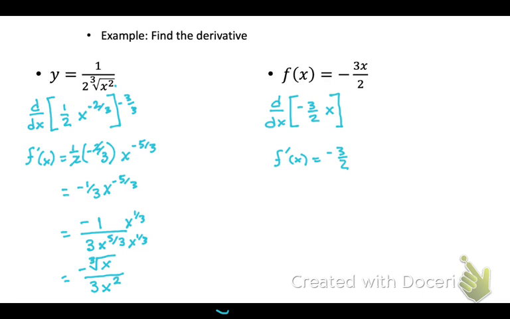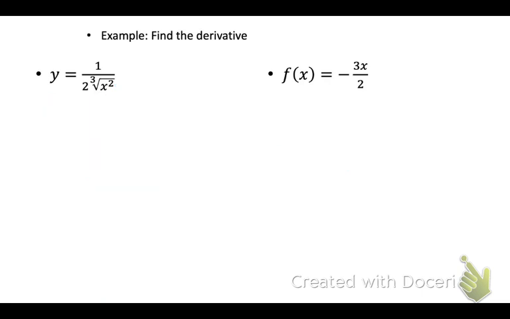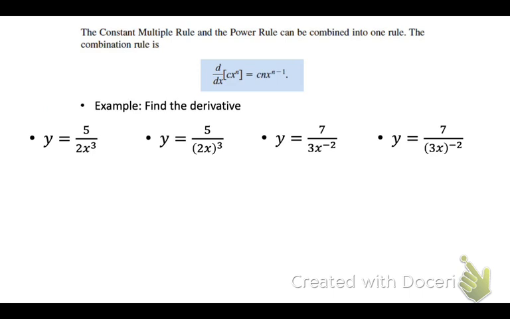Is that really any different than what you did yesterday? No. Do you have to rewrite things? Yes. And that's the key, rewriting. Okay. The constant multiplier and power rule can be combined into one rule to do combinations of things. If you look at these, what do you see as the difference between these problems? Parentheses, right. If you guys want to do them, we will, but my main thing is I want to rewrite them. Does that make sense?